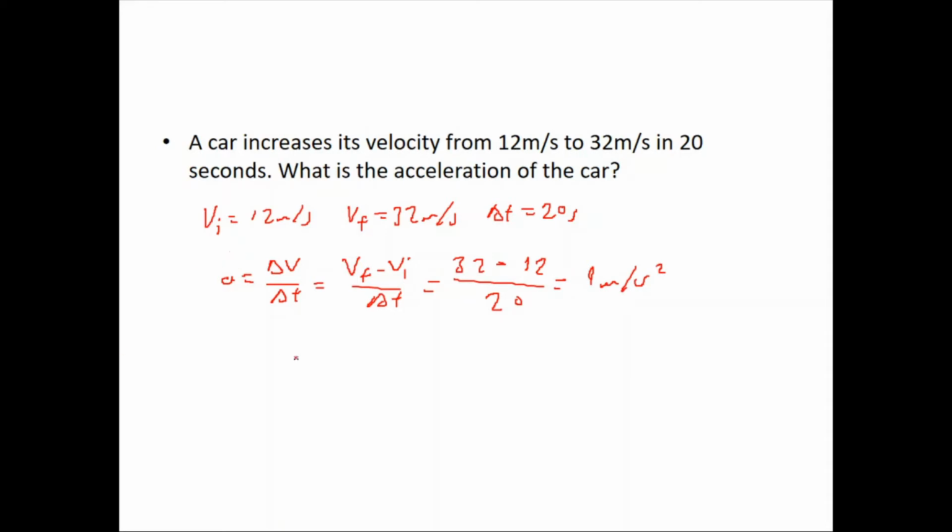We can also find the result from our definition of the acceleration. As you see, the acceleration we found is 1 meter per second square. It means that at time t equal to 0, the velocity is 12 meters per second. After 1 second it will be 13. After 2 seconds it will be 14. Each second it will increase 1 meter per second. So after 20 seconds, if you continue like this, you are going to get 32 meters per second.